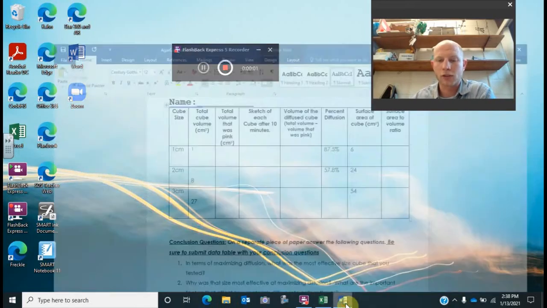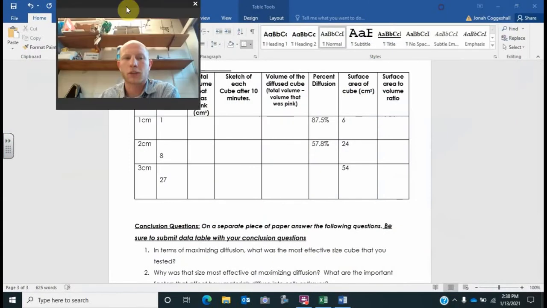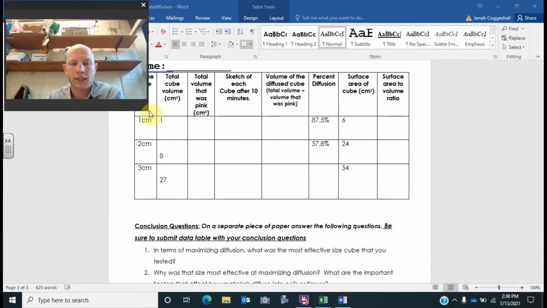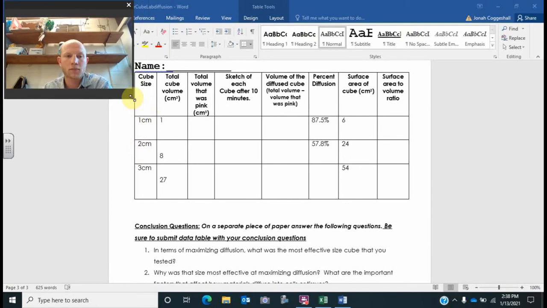All right, hey guys. So we finished up our Agar Diffusion lab today, and we were just talking about surface area to volume ratio. So let's talk about that.